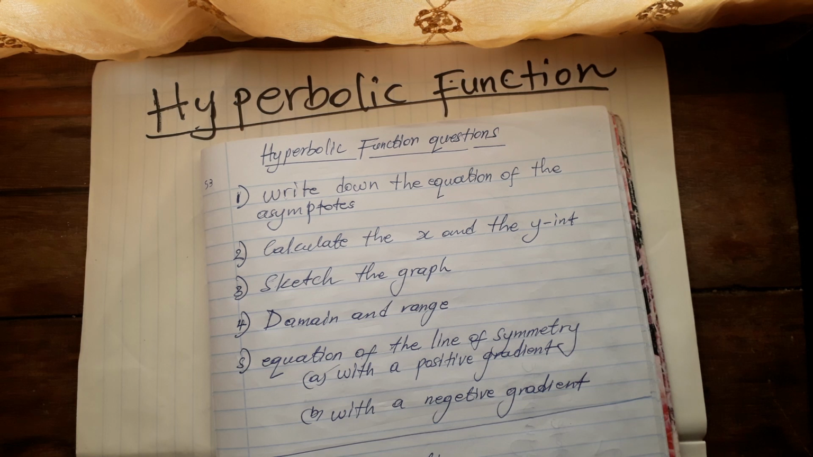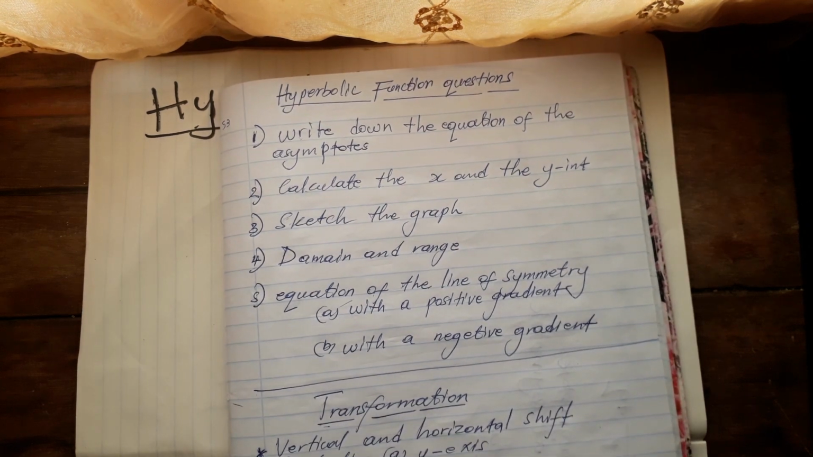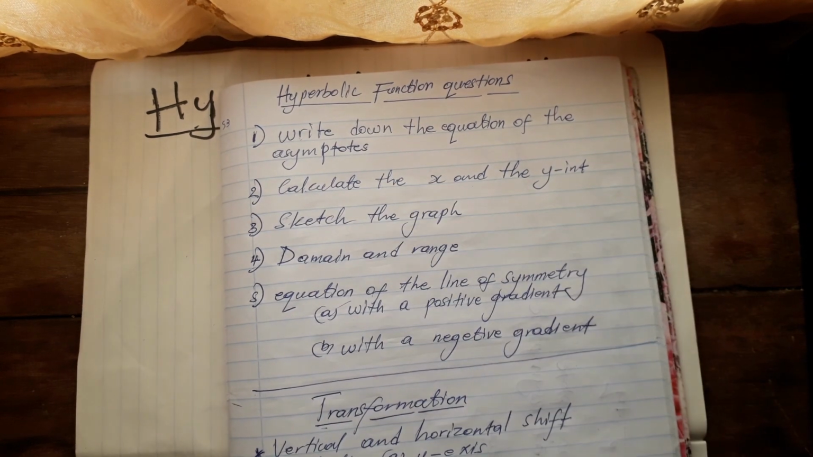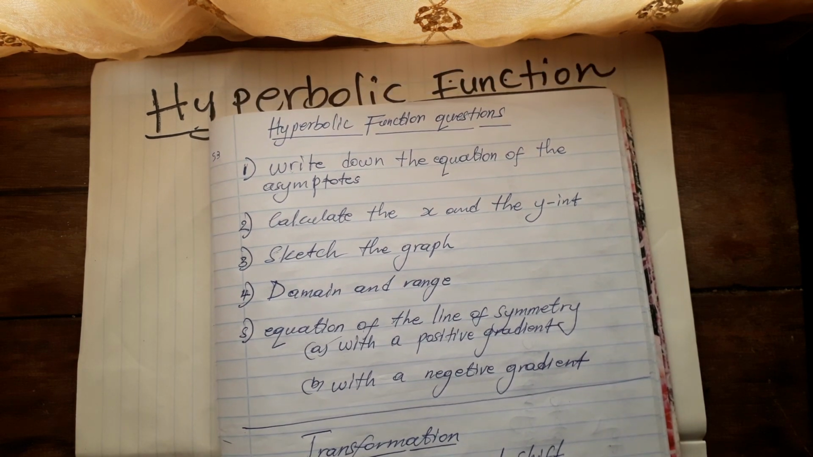Usually they ask you about the equation of the asymptotes, the values of the x and y intercepts, sketch the graph, domain, range, the equation of the line of symmetry with a positive gradient or negative gradient, and the transformation questions. So we're going to be answering all of these questions using a general equation, and then we are going to pick a question from the exam paper and try to answer it.